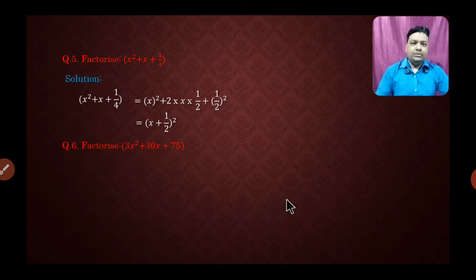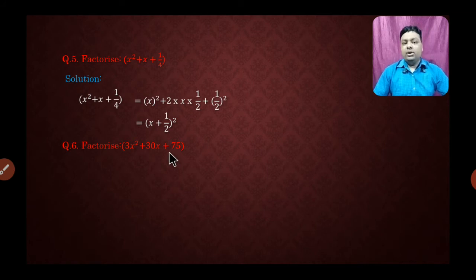Now this time 3x square plus 30x plus 75. At first, is it arranged or not? Here x to the power 2, here x to the power 1, and here x to the power 0. It means all arranged. Now we have to see whether the first and the last term are perfect squares or not. x square is the square of x, but 3? No. 3 is not a perfect square. 75? Again, no. 75 is also not a perfect square. Then what will we do in this condition?